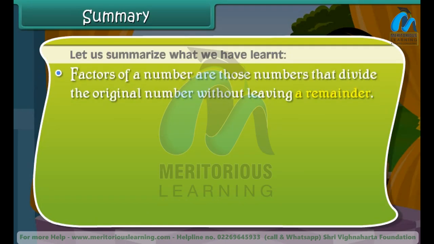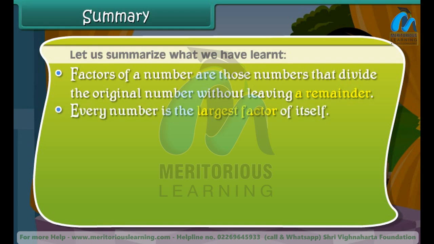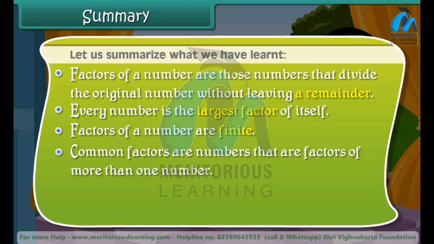Factors of a number are those numbers that divide the original number without leaving a remainder. Every number is the largest factor of itself. Factors of a number are finite. Common factors are numbers that are factors of more than one number.